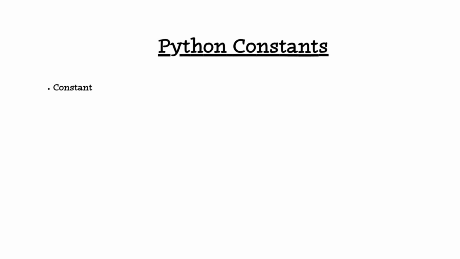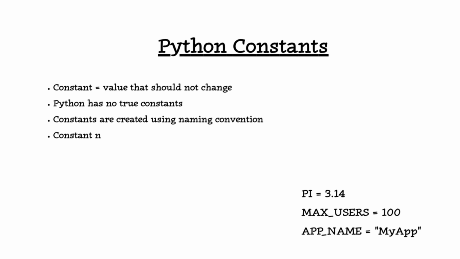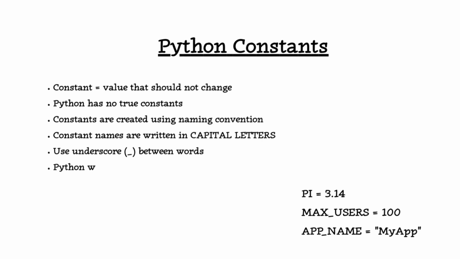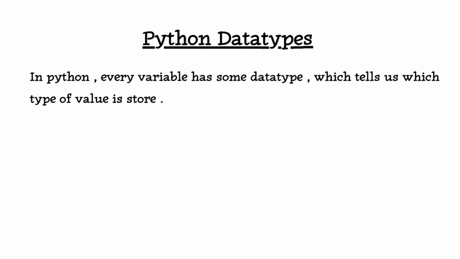Now, let's talk about the constant. Python does not support a true constant, but it follows a certain naming convention. If we don't want to change the value of any variable, we normally write the variable name in capital letters. Now, let's talk about the data type concept.